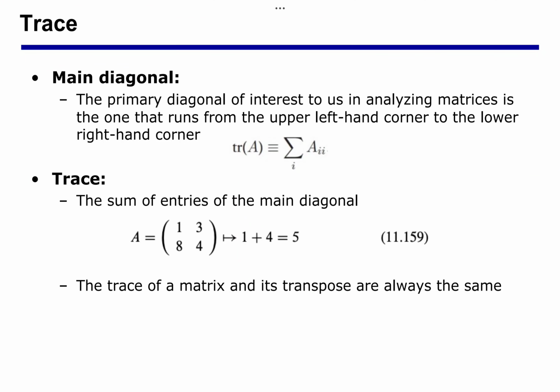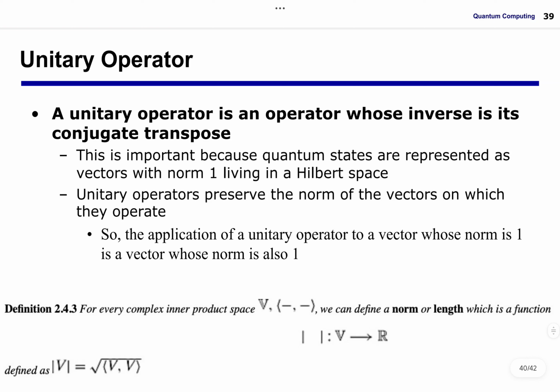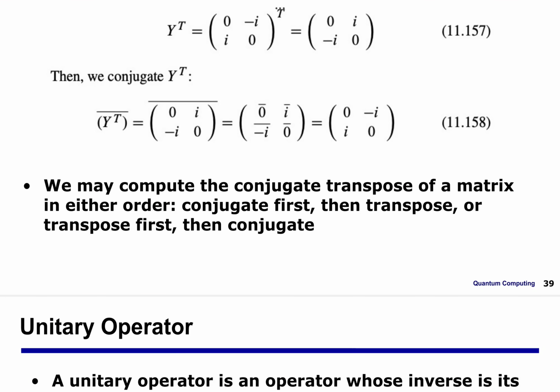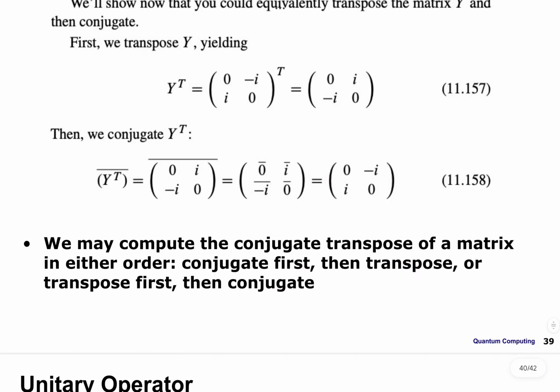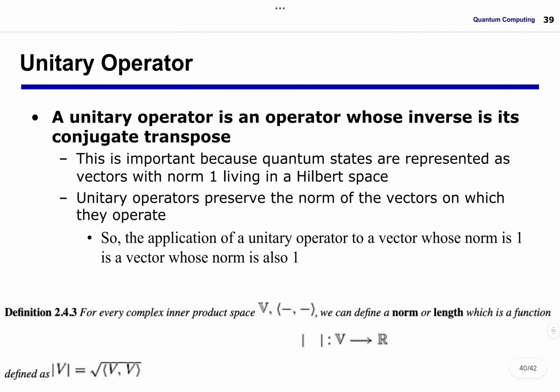So there are some traits like the main diagonal and the unitary operator. I just know the meaning of this mathematical notation, but I don't know how to connect it with qubits, superposition, states, and so on. Let's make a further explanation: this is important because quantum states are represented as vectors with norm 1 living in a Hilbert space.